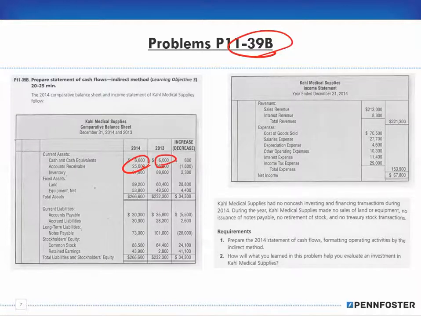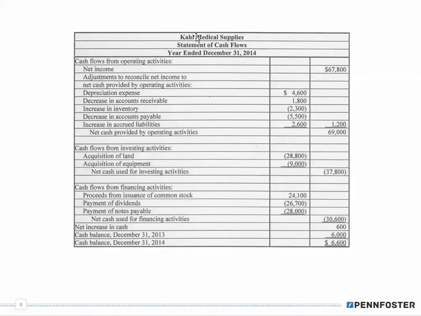This could cause some initial concern. However, looking at the statement of cash flows, one realizes that the company, called Medical Supplies, had net cash provided by operating activities of $69,000, right there. The modest increase in cash was due to the net cash provided by operating activities being used to invest in capital assets right here.